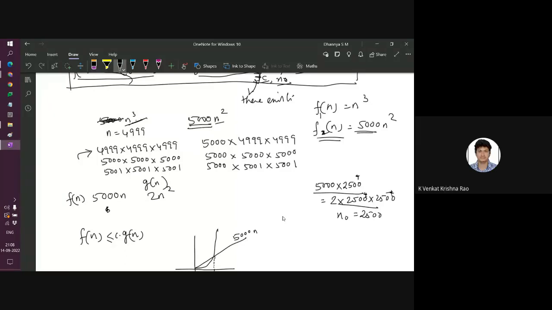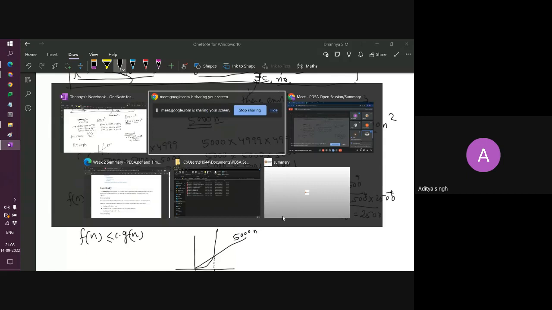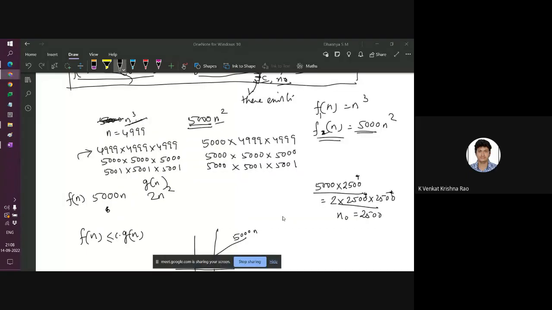I thought C is 5000, because there is an n0 value, which we substitute in the place of n, and there is a C value, like 4999 or any other C. So that's what I thought.